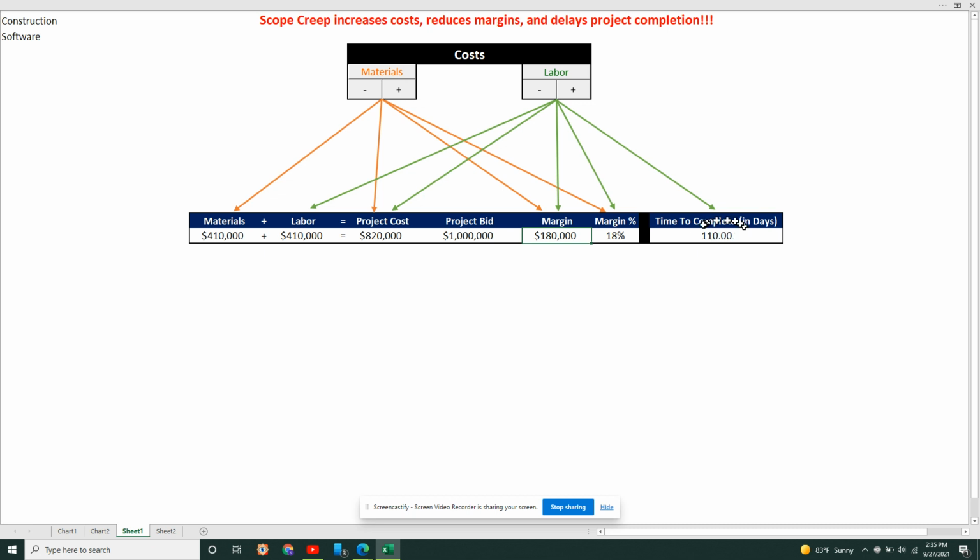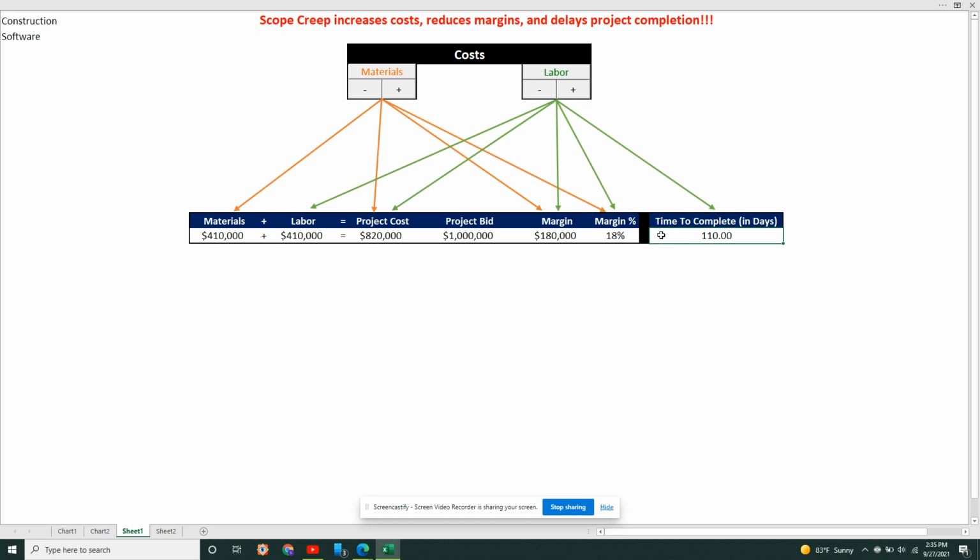And not only that, we increased our project timeline by 10 days in this particular scenario, which is going to be a disappointment to our client and could potentially affect our company bonus and any individual bonuses that we might have gotten for on time or early completion of the project.